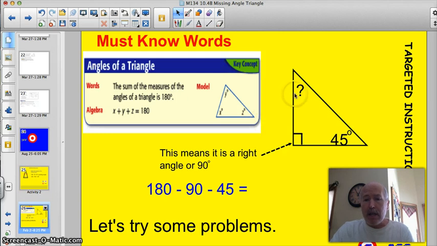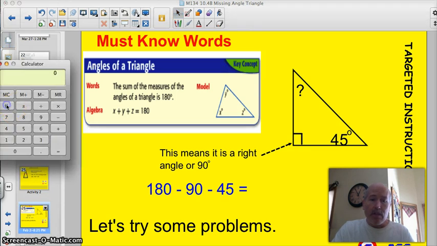Let's take a look at this example here of this right triangle. Here I'm only given one angle because it says 45 degrees, and that's the only number I've given. But they have this little box here, remember, in the corner? And that means that it's a right angle or 90 degrees. So if I want to find the measure of this angle here, I'll take 180 minus the 90 degrees, that's my right angle, minus 45 degrees equals, and I know what the answer is, but I'll put it into the calculator just so you can see how to do this.